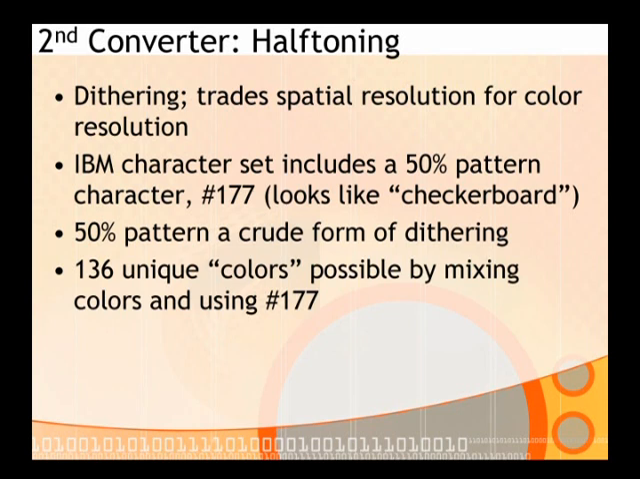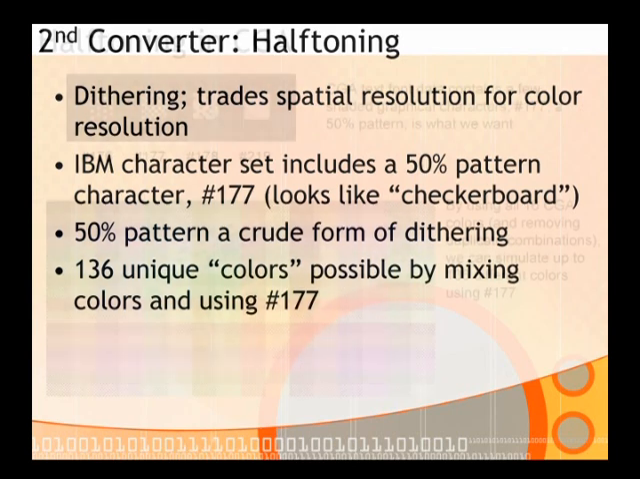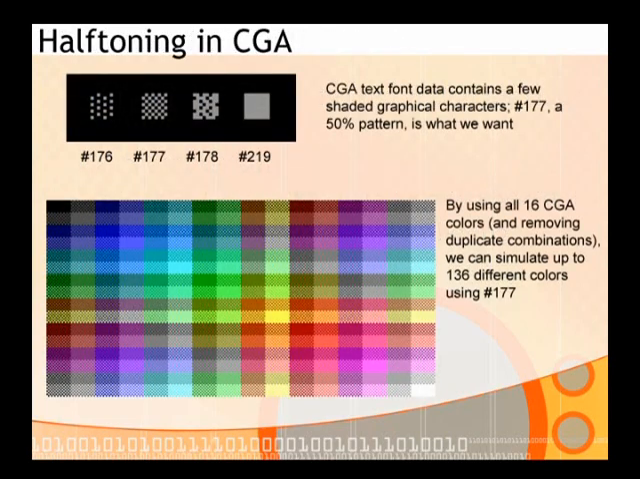Halftoning, or dithering, depending on how you use it, is the process of trading spatial resolution for color resolution. And the IBM character set includes a 50% on-off checkerboard character. And I figured if I use that, I can try to simulate a crude form of halftoning and come up with different colors. So there's the shaded characters up there. The 177 is the one that I used. And by using all of the colors and eliminating duplicates, you can get a fairly reasonable facsimile of more colors.